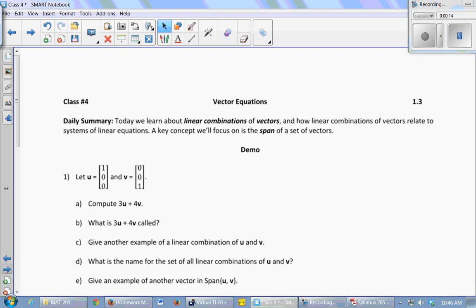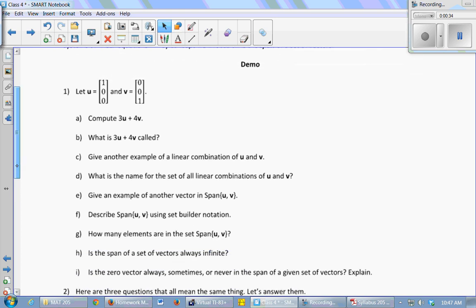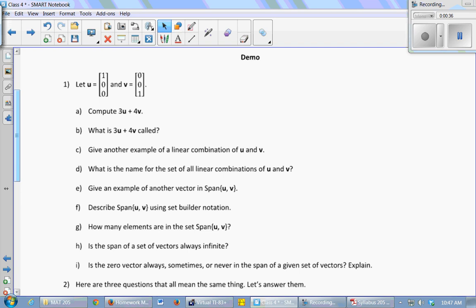All right, I already handed out the class notes for the day. We're working on class number 4. We're going to learn about linear combinations of vectors, how linear combinations of vectors relate to systems of linear equations, and a key concept we focus on is the span of a set of vectors. All right, so this little question that I wrote here for the demo is, I'm going to have you tell me what the answers are based on what you learned in the reading.